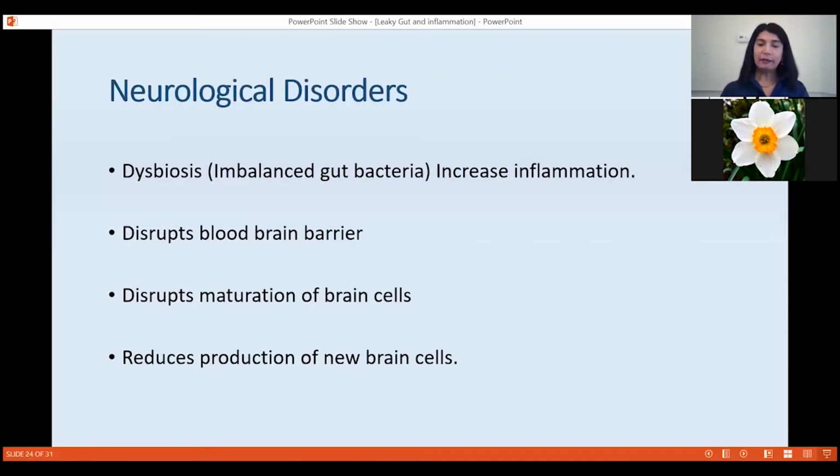The second thing that happens is that good gut bacteria produce growth factors, which help generate new brain cells. But when you have bad bacteria, that generation of growth factors is halted. So now we can no longer make new brain cells. So those are all the mechanisms by which gut bacteria, leaky gut, can cause neurological disorders.